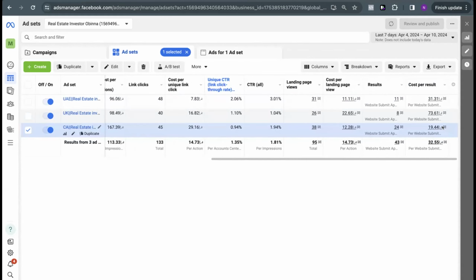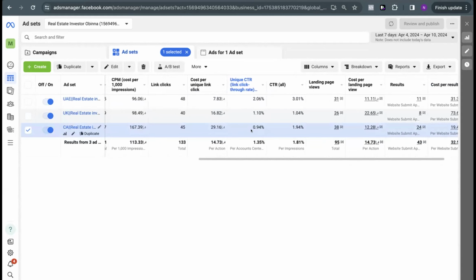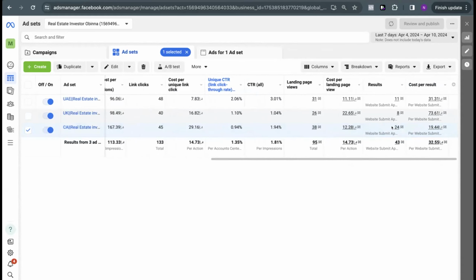Okay, so regarding these ads, of course, those metrics, they don't have to be 100% to the T of what we're saying. We're just saying that this is what we kind of notice. And of course, as you see, the unique click-through rate is less than 1 here, but we're actually getting 24 website submissions for that particular ad set. So in that case, this is actually working pretty well, or maybe it's getting more qualified people.